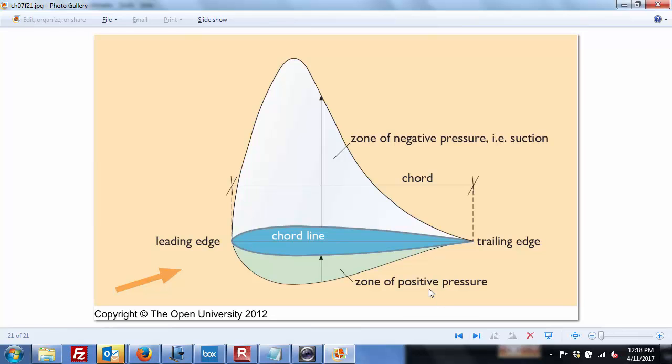Okay, so here's your negative pressure. Here's your wind coming in, and the more curve you have, the more uplift, negative pressure, suction per se, versus positive pressure you have, and this is really what drives the entire wing up, or in the case of a wind turbine, forward.